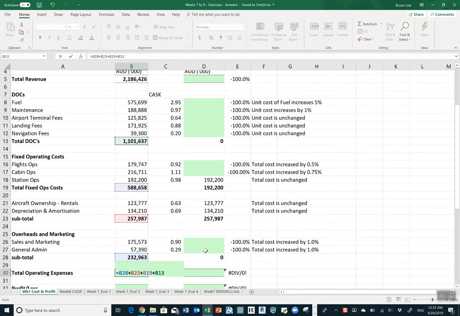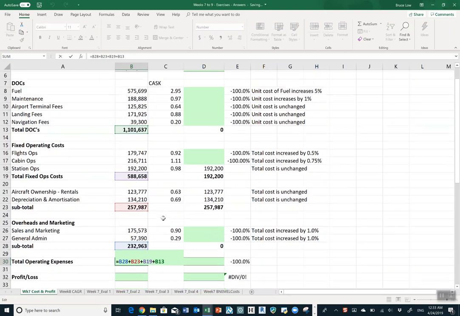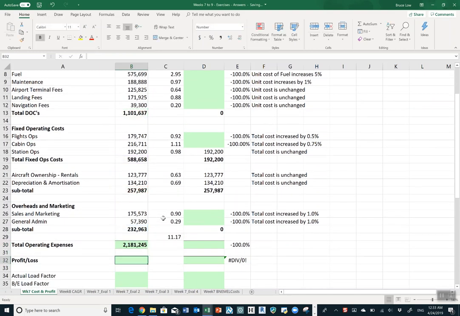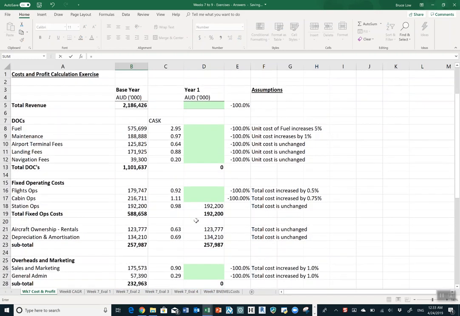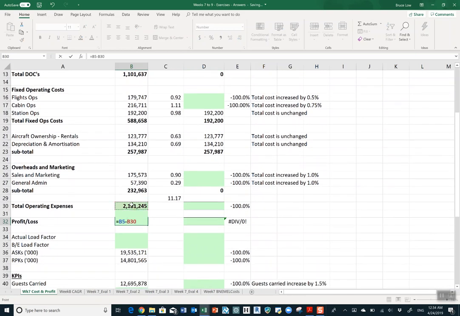I think that's it. Yep. So that's just the sum of those subtotals. And then our profit and loss is just our revenue minus operating expenses.